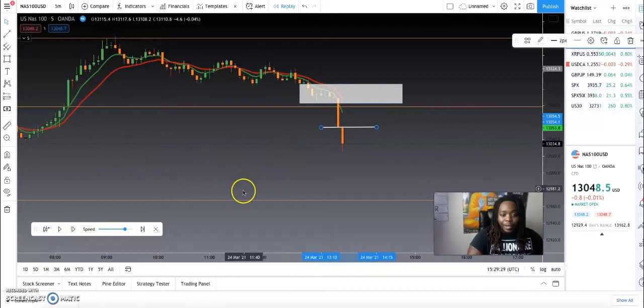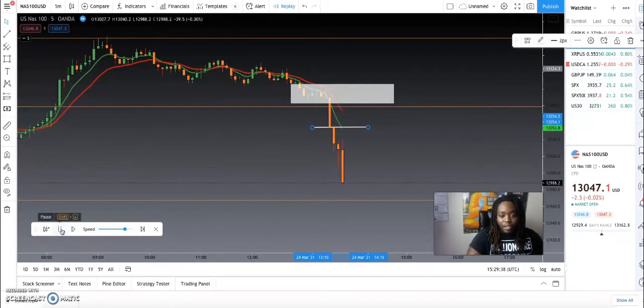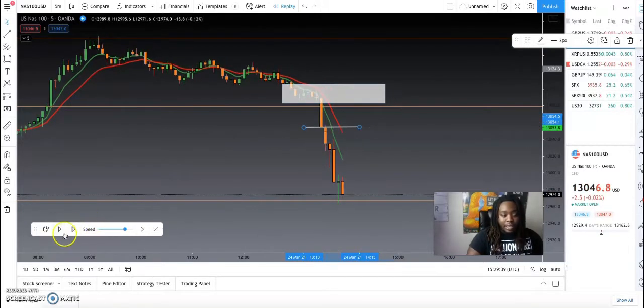All right, and where can it potentially go? To this next pivot. So boom, if you got in, you could have held this trade. As you see, it touched this pivot, so you could have got out right here.